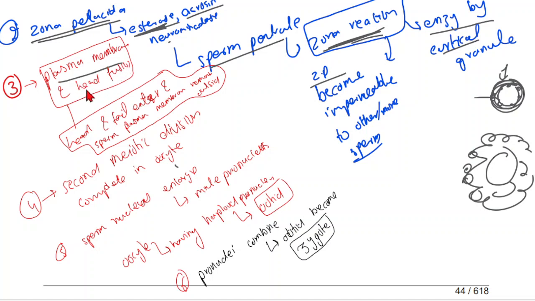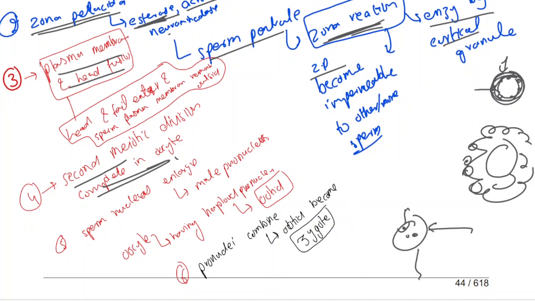Now the plasma membrane and head fusion. The plasma membrane of the sperm fuses, and the head fuses with the plasma membrane of the oocyte. Now the second meiotic division is completed in the oocyte. For example, when the sperm enters the oocyte, the second meiotic division completes and the second polar body develops. This second polar body degenerates, and then the reactions go on.